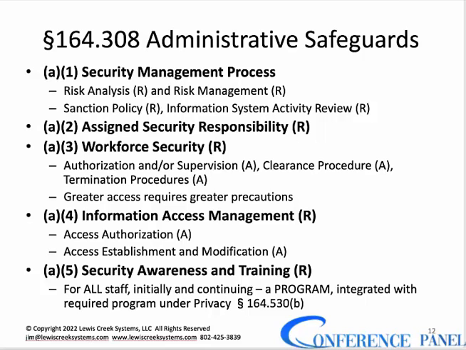So you have to have a security management process. You have to do some risk analysis and have risk management done, plan how you're going to deal with the risk. You have to have some sanctions policies in place to deal with people who break the rules and punish them if they do break the rules, even if it's a CEO. And do some regular information system activity reviews. These are the most important things to do, okay?